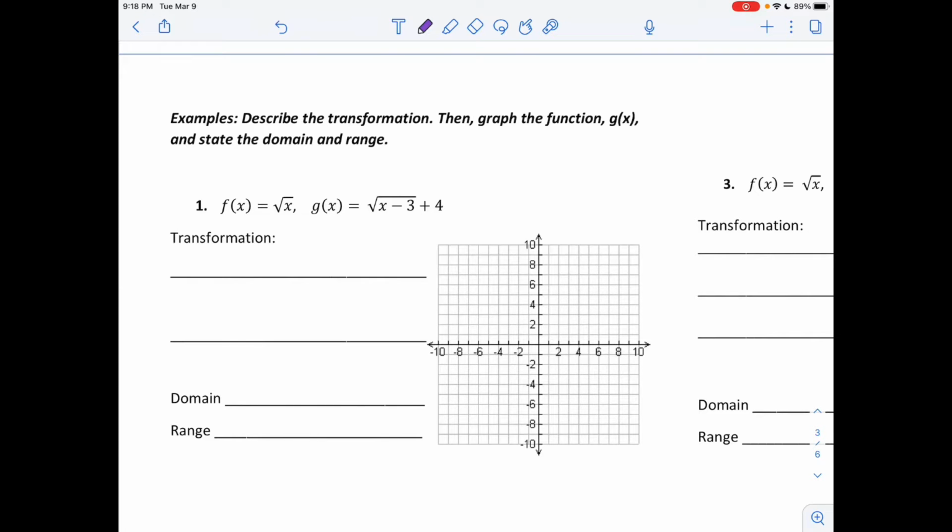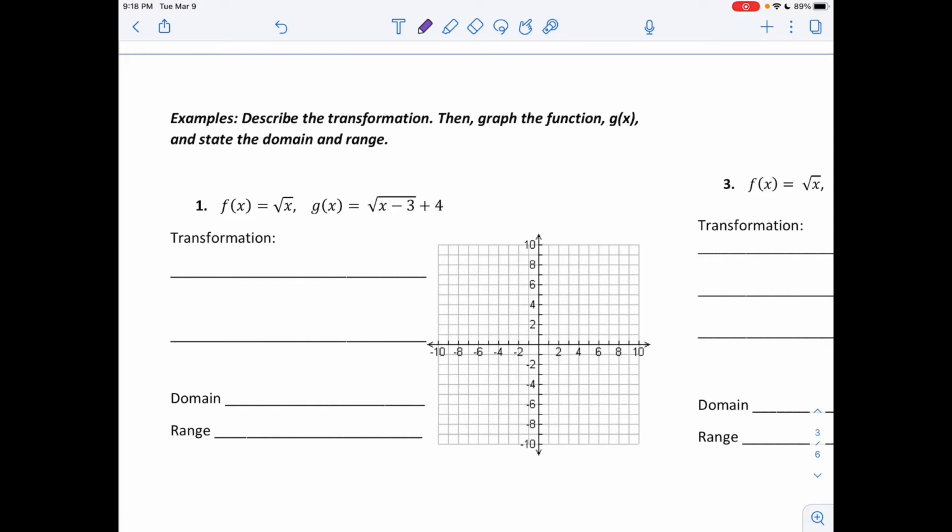Let's take a look at some examples. So we want to describe the transformation, and then we're going to practice graphing. We'll graph both our f of x and our g of x, our transformed function, and then we want to identify the domain and the range.